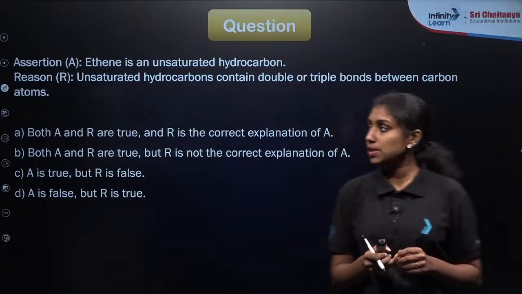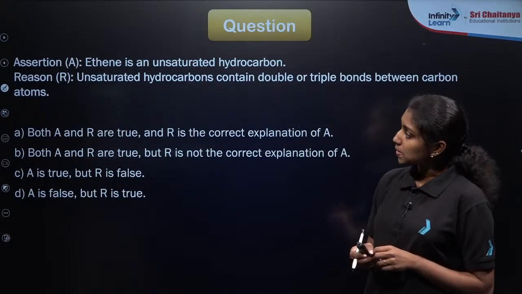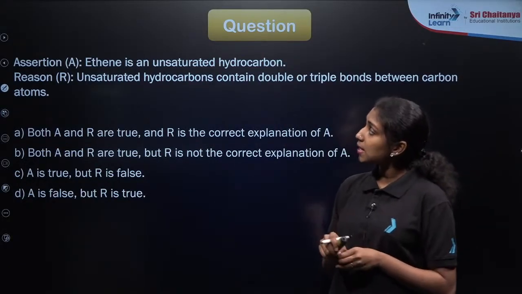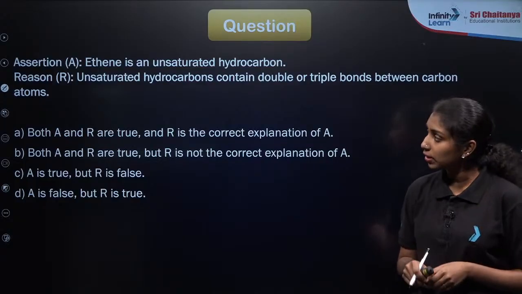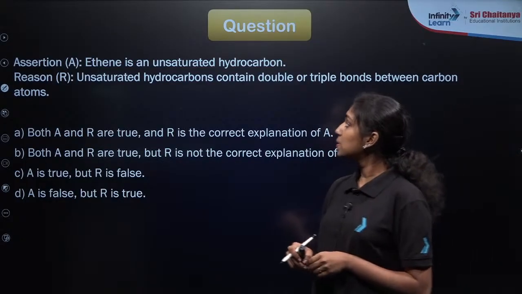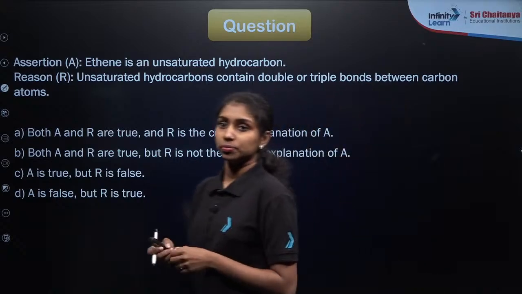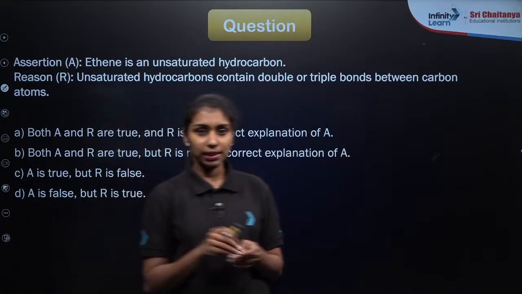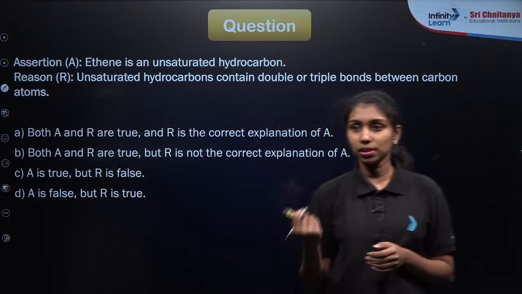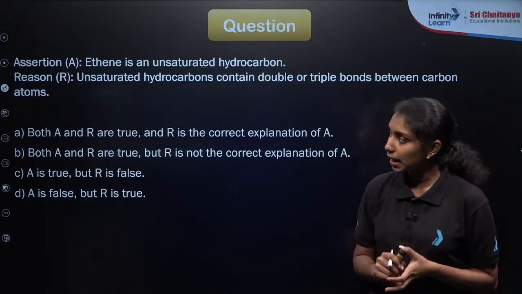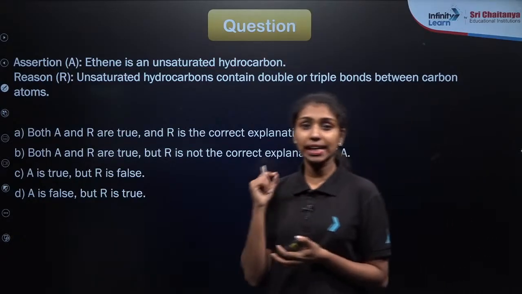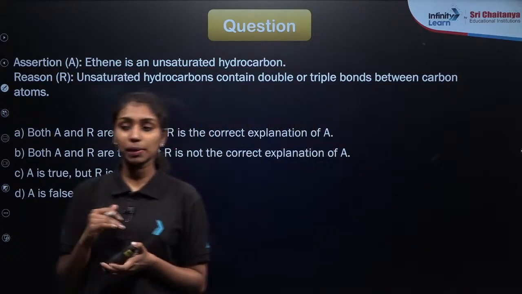Here is our next question. Assertion reason type question. Assertion is ethene is an unsaturated hydrocarbon, and the reason is given that unsaturated hydrocarbons contain double or triple bonds between the carbon atoms. In the last practice session also we have discussed this type of question. So what will be the answer? We need to identify whether the assertion and reason are true or if it is a correct explanation or not.